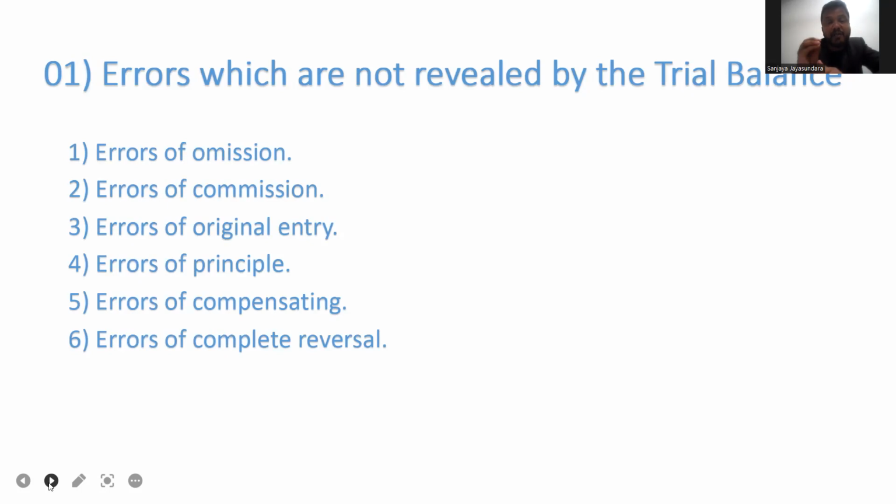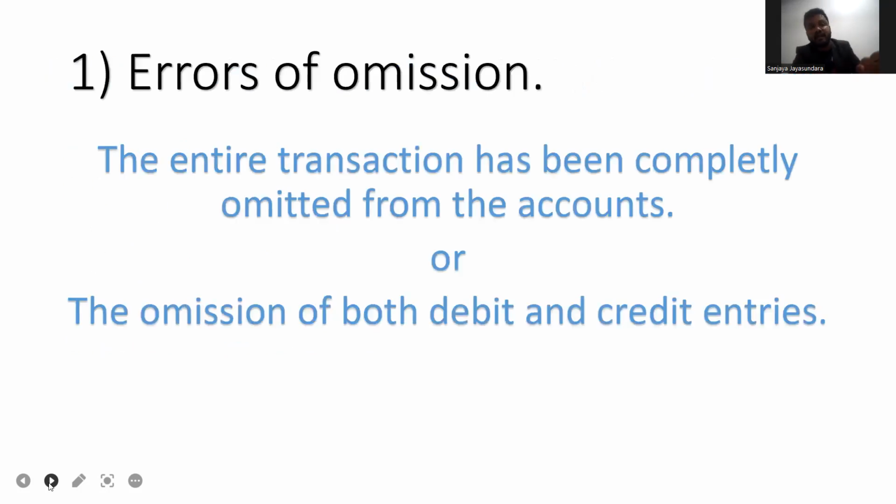Under these 6 errors, you should know the meaning of the error and you should know how to rectify the error. Error of omission means the entire transaction has been completely omitted from the account. That means nothing has been entered about the transaction. So if there is an error of omission, when we rectify, we have to record it like a fresh transaction. Example, a sales invoice for $500 has been omitted.